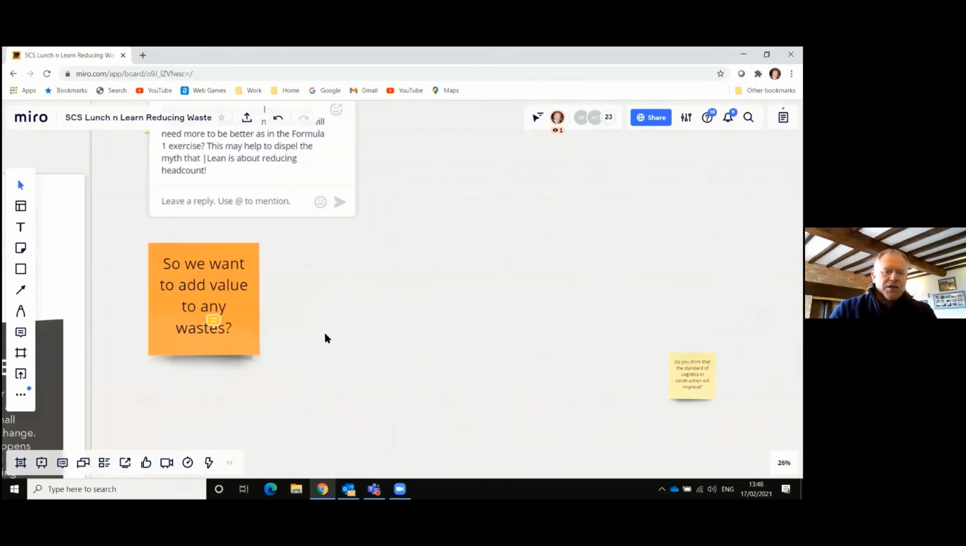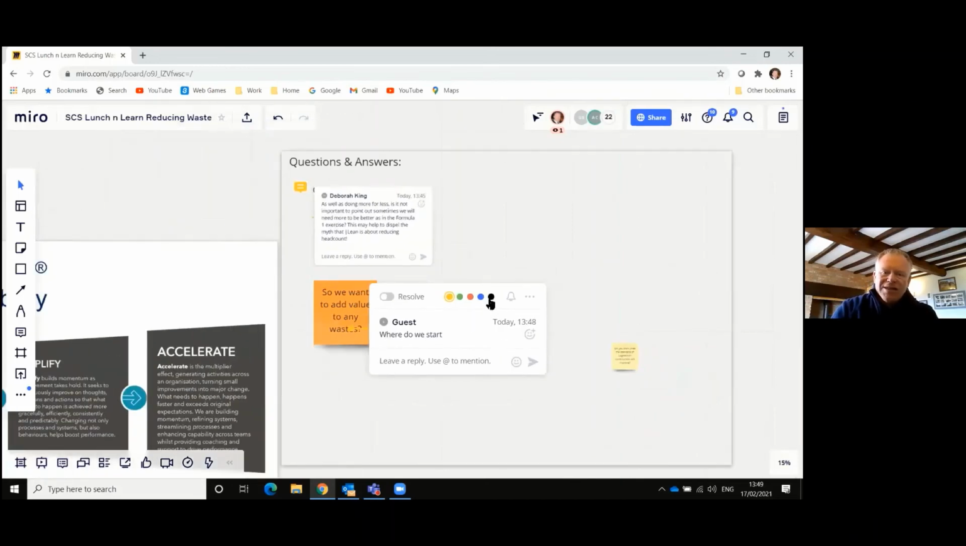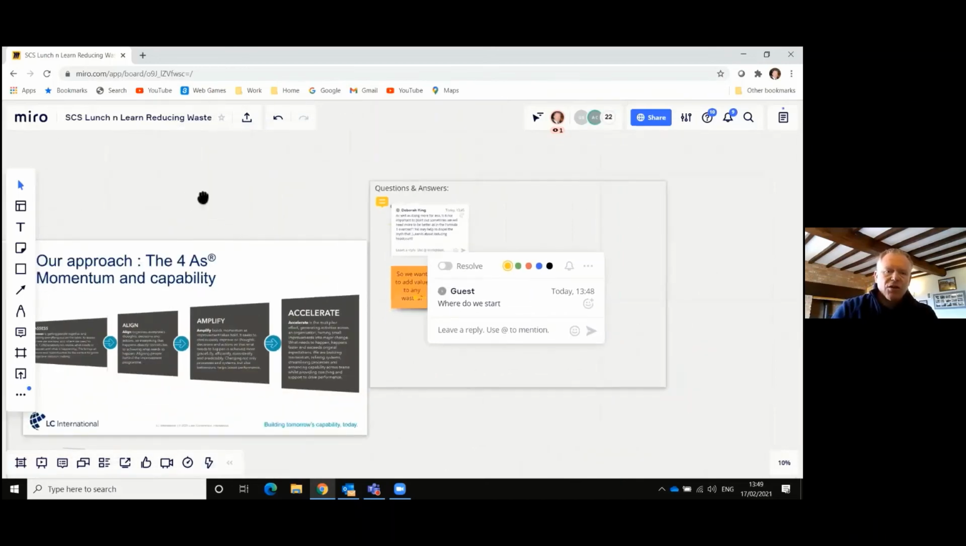So we've got a question there. So we want to add value to any waste. Well, we don't want to add value to any waste. What we want to do is potentially look at removal of waste. So where do you start as a team? That's a really good question. It's about getting your team together. It's about thinking about those waste walks, going and seeing on your site to actually look at what's actually happening.